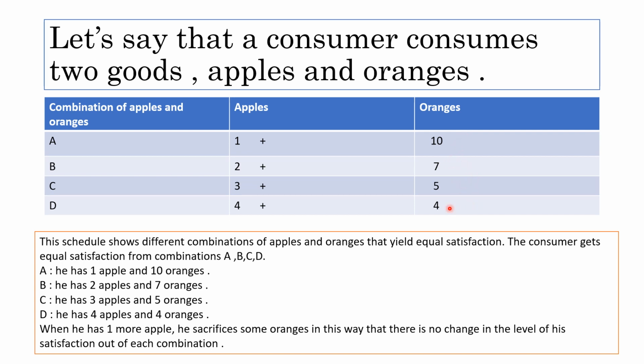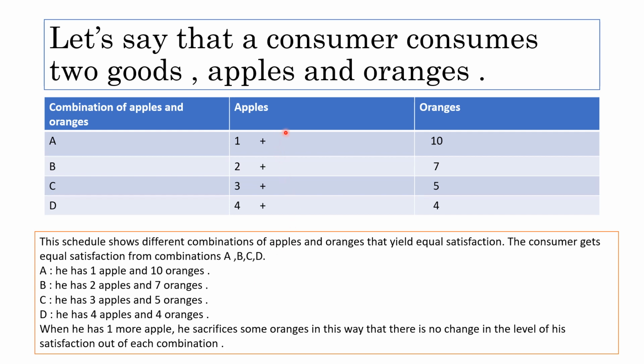No doubt the combinations are different. The number of apples is changing at every point. The number of oranges is also changing at A, B, C and D. But the similarity in all these A, B, C, D is that you are getting equal satisfaction. The consumer is giving equal importance to all these points because the same utility is derived from A, the same utility from B, the same from C and the same from D. Right? When he has one more apple, see here he is switching from one apple to two apples. At the same time he is going to sacrifice some oranges as there is no change in the level of satisfaction out of each combination.